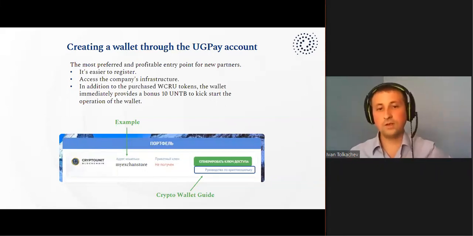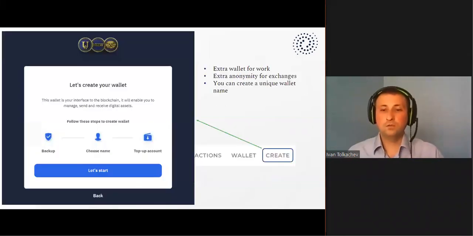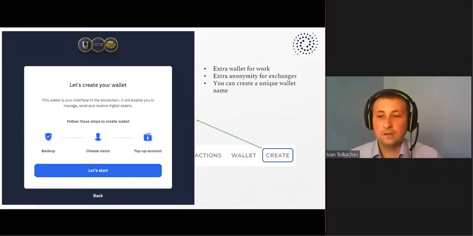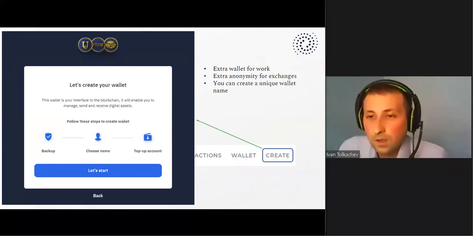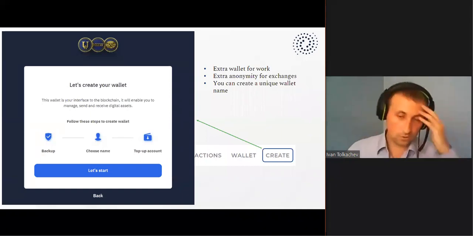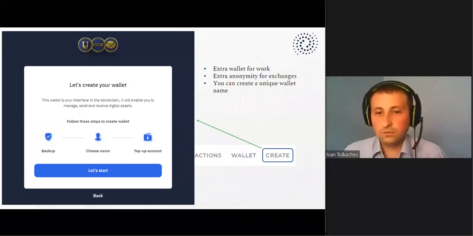And the next option or way to create your crypto wallet, on the next slide, is to create it directly in the Explorer Cryptounit blockchain. Close to the wallet tab on the dashboard, you can find the button or tab Create. You click on it and you create your wallet.